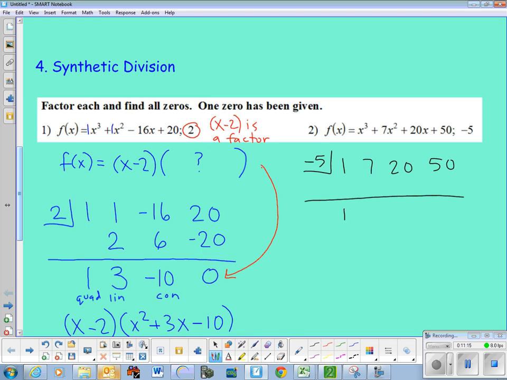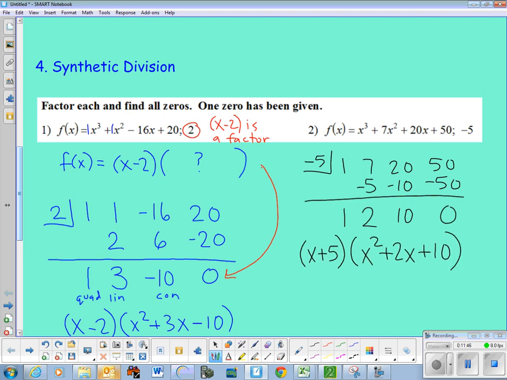So I'm going to drop the 1, multiply by -5, the number in the box, add and get 2, multiply and get -10, add and get +10, multiply, get -50, add and get that 0 that I'm looking for. And now factored form looks like this: (x + 5) times (x squared + 2x + 10).